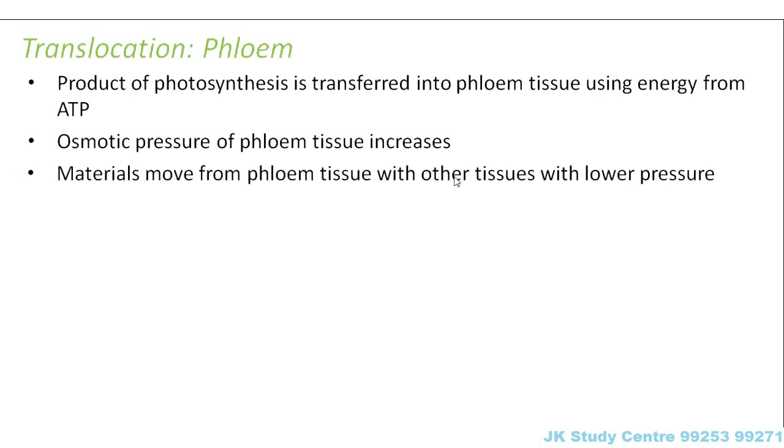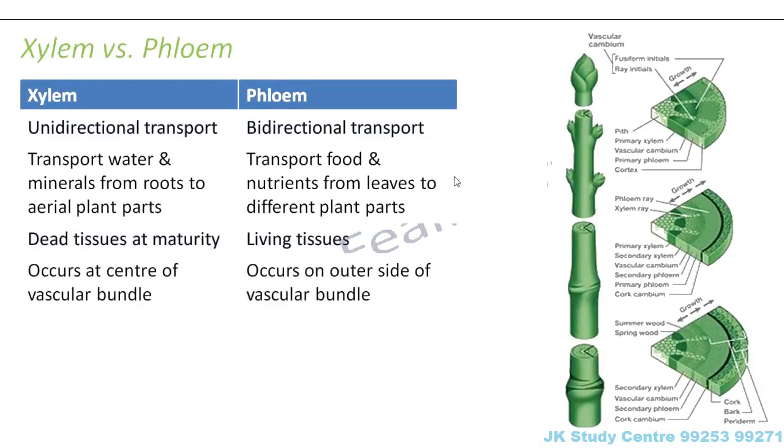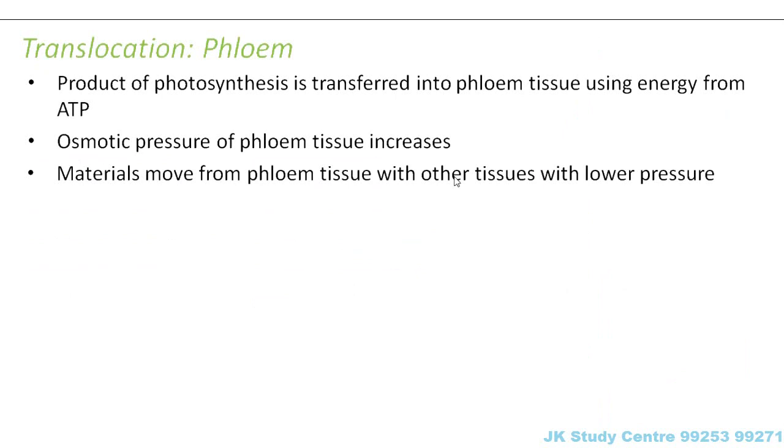Now, when there is a difference in pressure, the phenomenon of osmosis will take place. That is, materials will start moving from the phloem tissue, which is at higher osmotic pressure, to other tissues which are at lower osmotic pressure, and this actually leads to this process of translocation. So translocation is mainly governed by the change in osmotic pressure. Due to the transfer of the product of photosynthesis into the phloem tissue, the osmotic pressure of the phloem tissue increases. Therefore, the materials start moving from higher osmotic pressure of phloem tissue to the lower osmotic pressure of the other tissues.